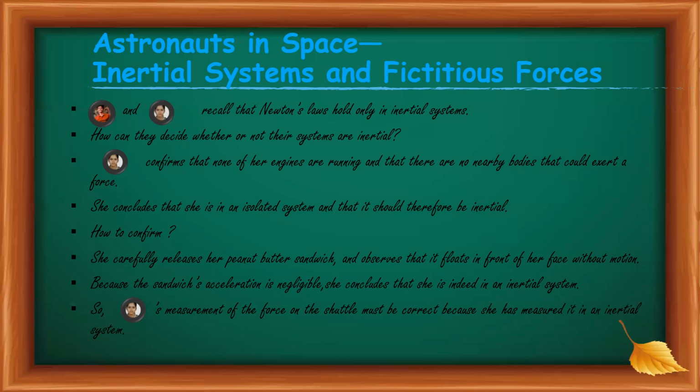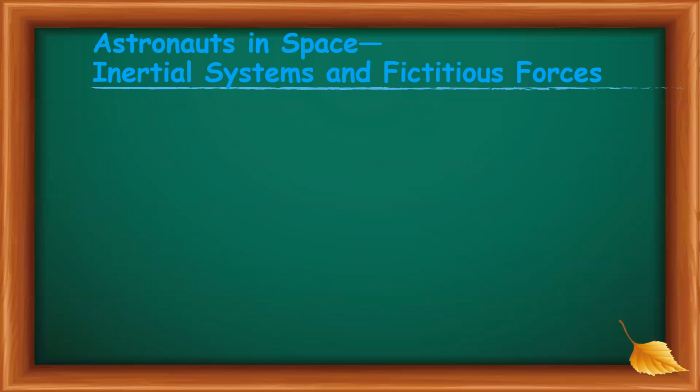So Roshni's measurement of the force on the shuttle must be correct because she has measured it in an inertial system. So her measurement of the force on the shuttle is correct. Then what is the error with Srihari? Let us check.